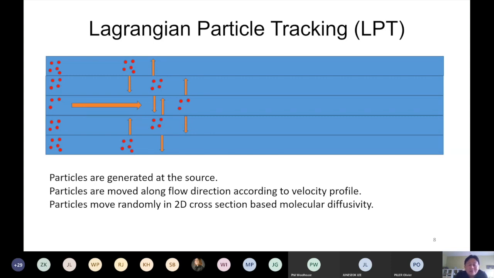Then we carry these particles along with the flow because we know the hydraulics of the pipes. And then the particles move randomly in this 2D cross-section based on molecular diffusivity. Basically, it's Brownian motion. We know the molecular diffusivity and the time step, so we can let them just move in a Monte Carlo kind of manner. We don't need to calculate the effective dispersion coefficient, which is quite hard, as I showed before, especially when the time is short.